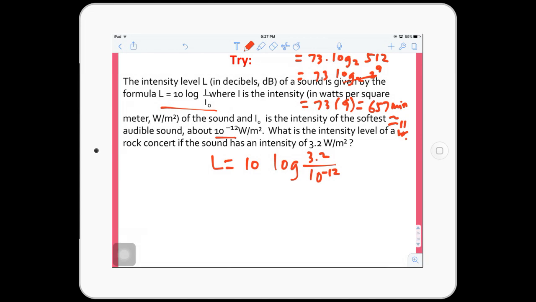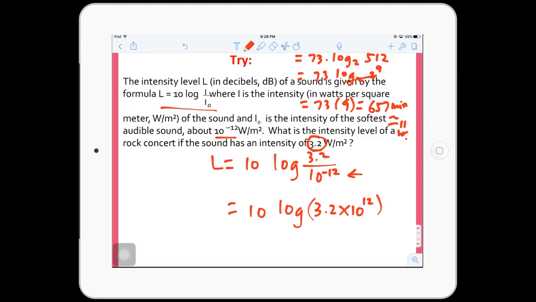So I've already gone ahead and put the I for the intensity, which is given here, 3.2, over the I naught, which is 10 to the negative 12, into the equation. So now all we need to do is solve the problem. So we're going to start by dividing 3.2 by 10 to the negative 12. If you understand, it's actually just 3.2 times 10 to the positive 12, rewriting, because the negative is on the bottom, so we put it on top. The 10 to the negative 12 becomes 10 to the positive 12.